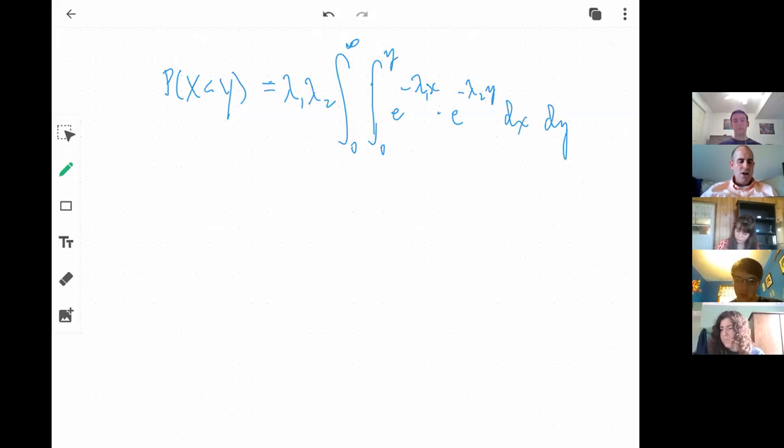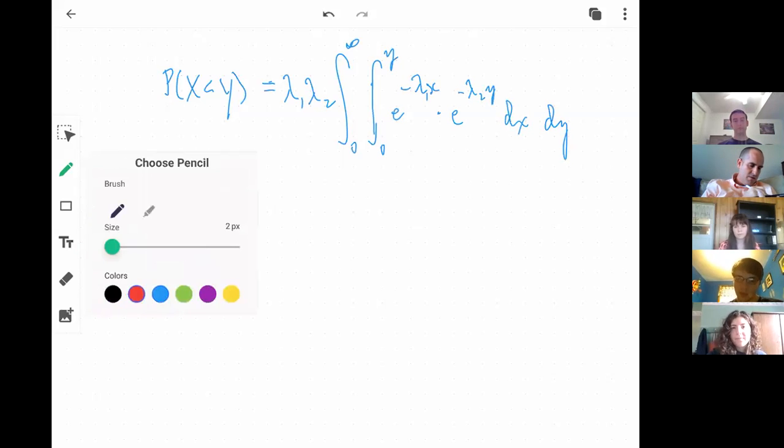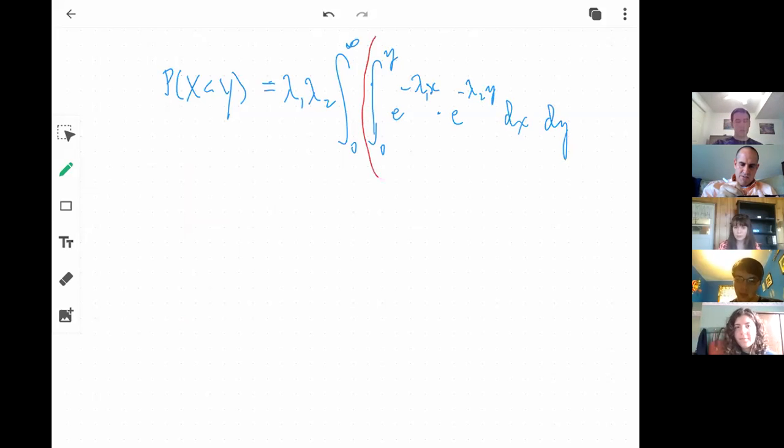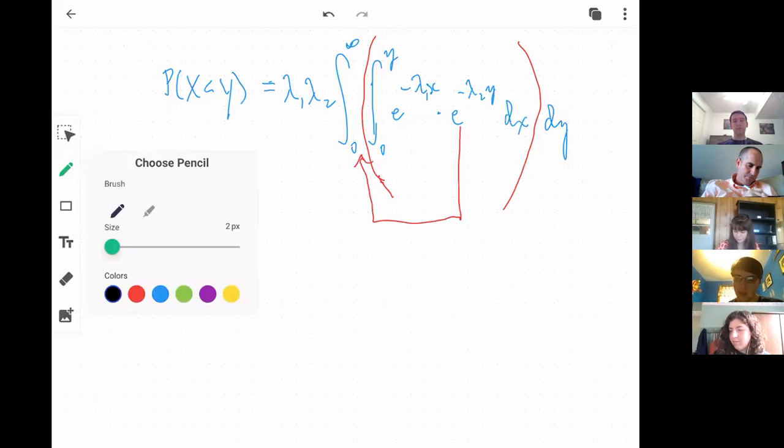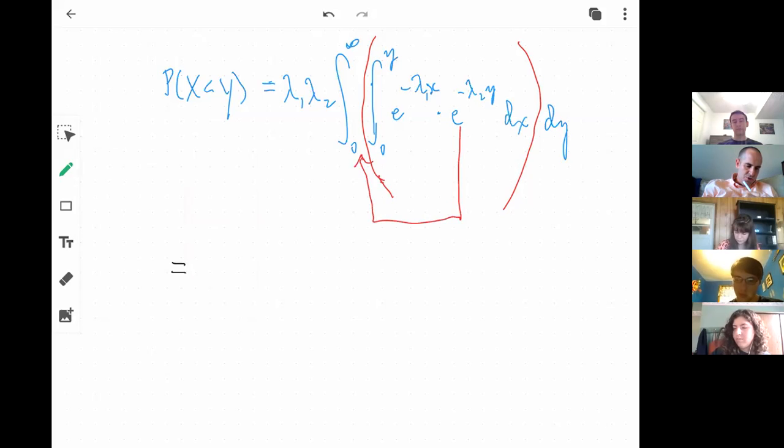Which of these two things can I pull out of the innermost integrand? One of these is completely indifferent to the variable x. It's like a constant. So what can I do? You could pull out e to the negative lambda 2 times y. Yeah, so I can pull that out. So this is equal to lambda 1, lambda 2, integral from 0 to infinity, e to the minus lambda 2y.